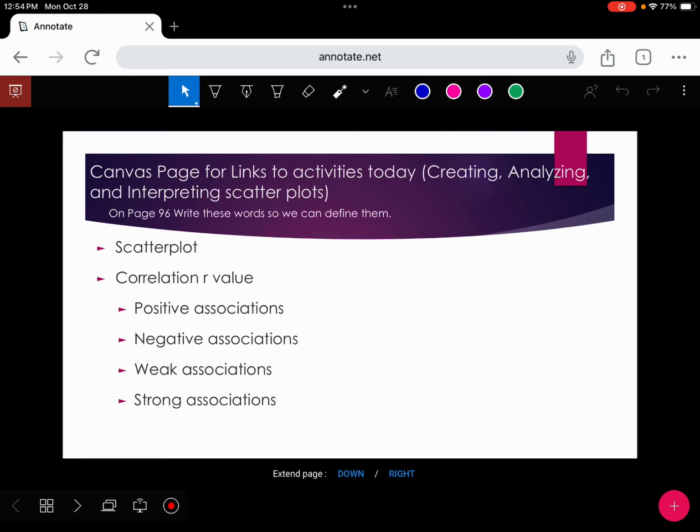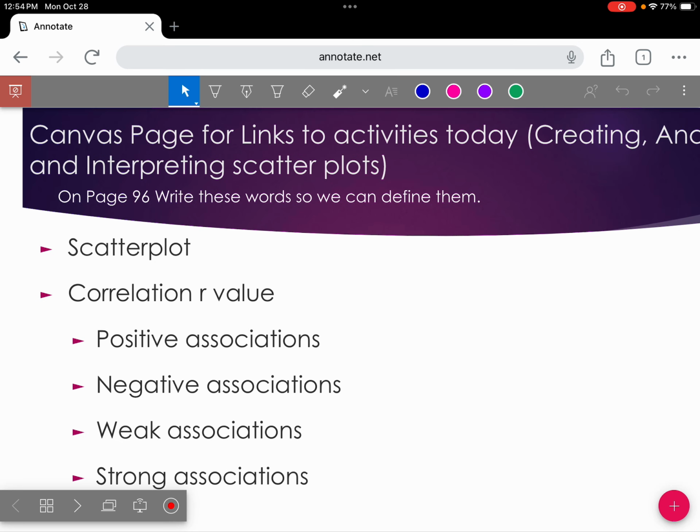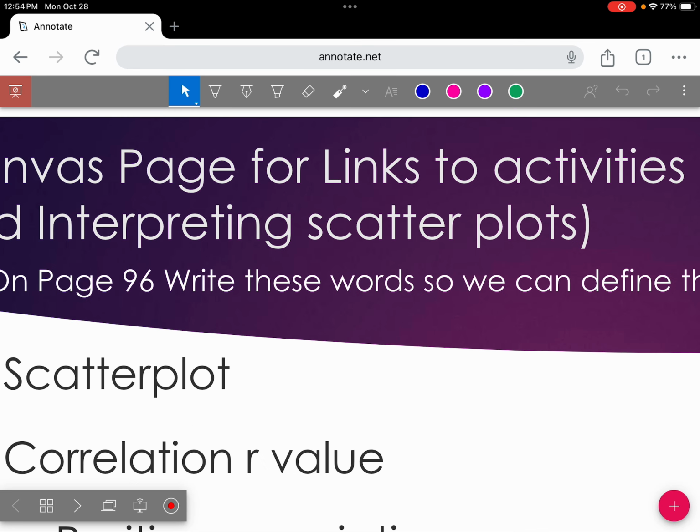All right. So some of these are words we probably know. Some of these might be new, and that's okay. Scatter plot, we might know what that is. We should know what that is. What is a scatter plot?